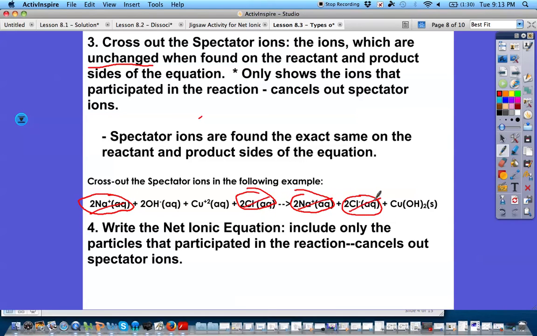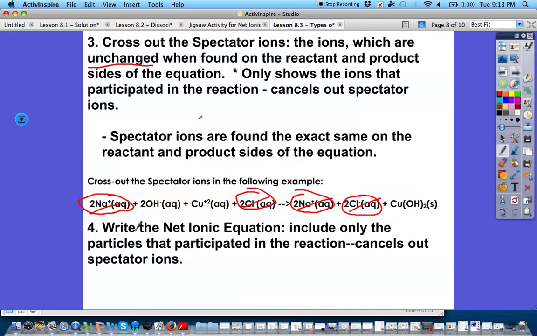They're going to be what's unchanged. Now think about it, the basketball players are going to get sweaty, they might get dirty, they're going to be tired after the game. You as a spectator sitting in the stands, there's not a lot that has changed for you during that game. So the same thing is true for our spectator ions. Nothing has changed for them from the reactants to the product side of the equation.